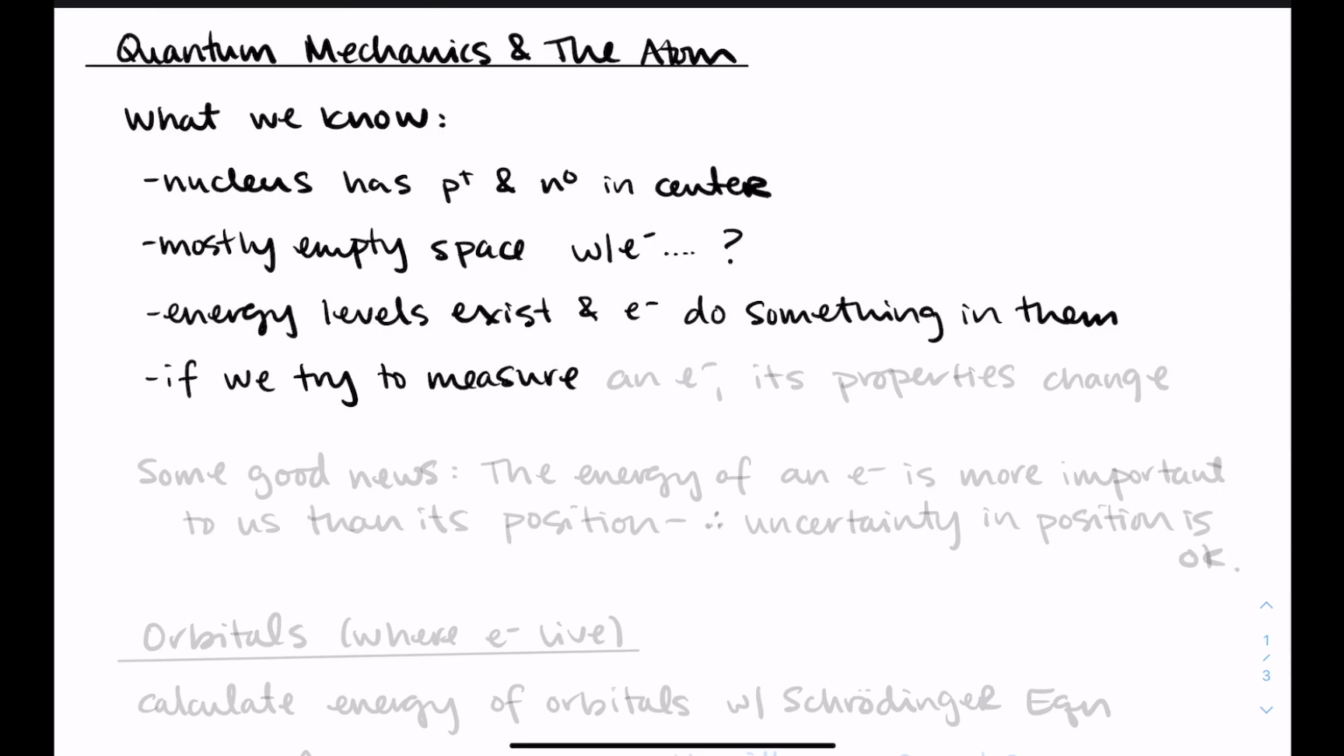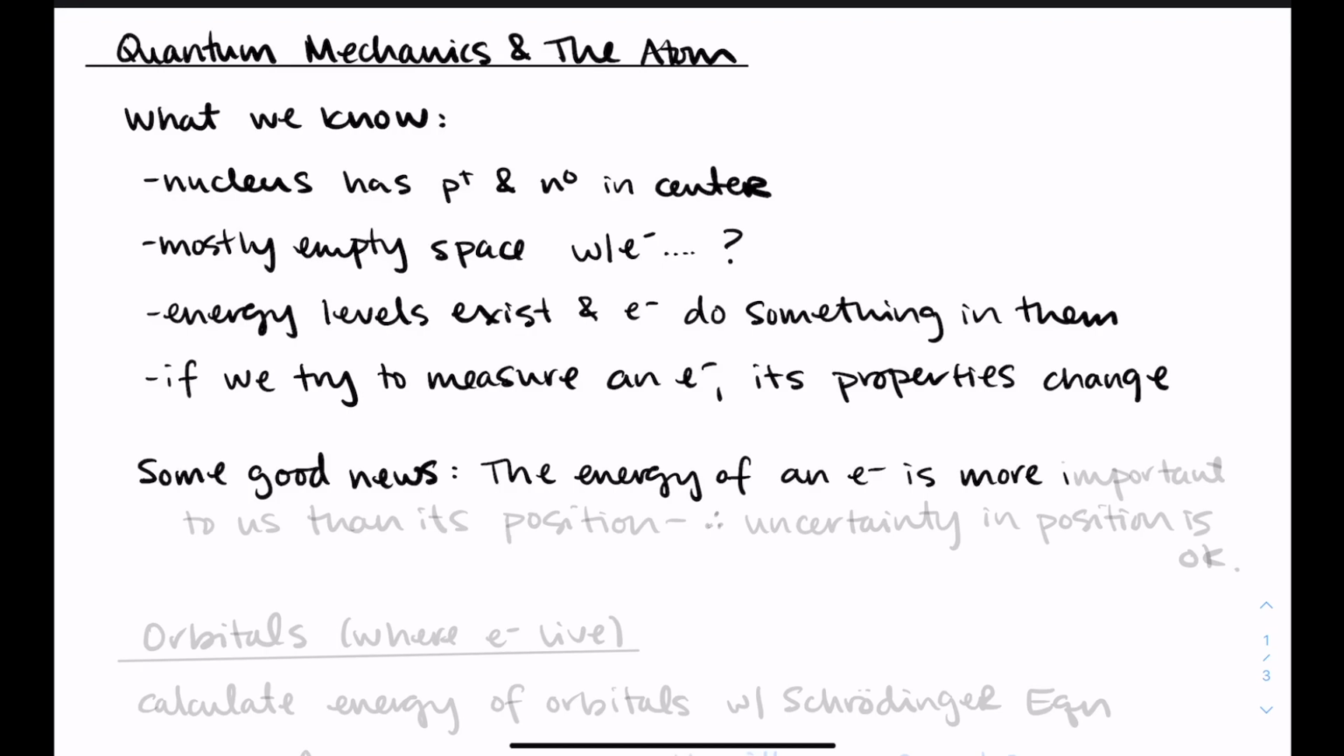Okay, so I have actually some really good news. From Heisenberg uncertainty, we know you can't know the wave information and the particle information about these objects both very well. The good news is the energy of an electron is more important than its position. So if we have a big uncertainty in position, that's okay. We're just going to accept it because the energy information is more important.